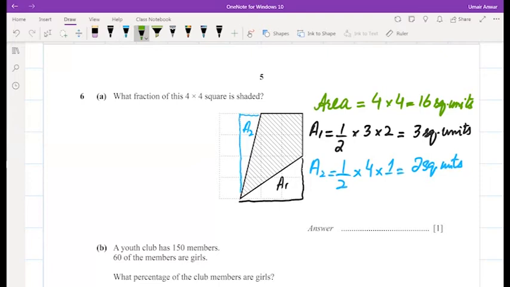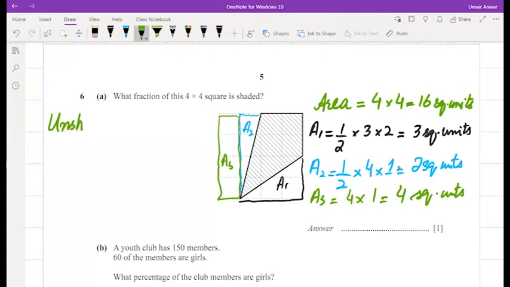And then you can see that there is another portion, a rectangle, which is 4 by 1, and I'm going to name its area A3. So this will be equal to 4 into 1, so it is equal to 4 square units. Now, by adding all the three areas, I can find the total area of the unshaded figure. So I'm going to add A1, A2, and A3 here, and the answer I'm going to get is 9 square units.